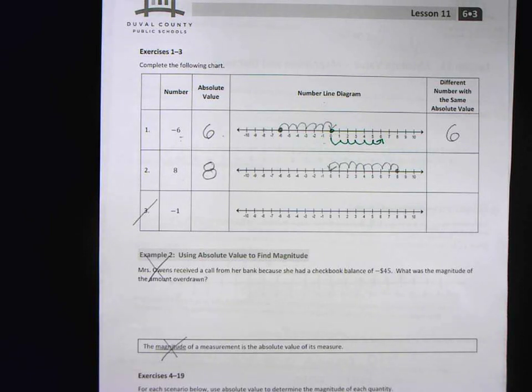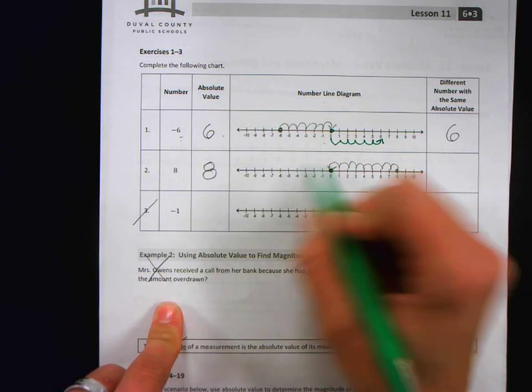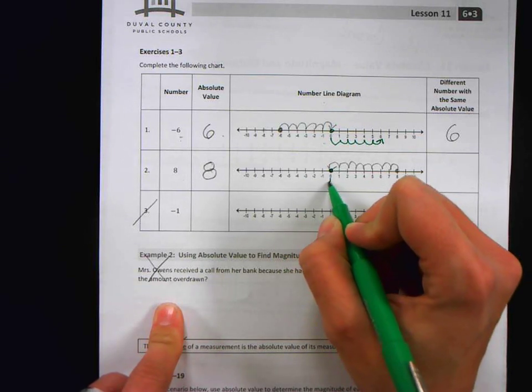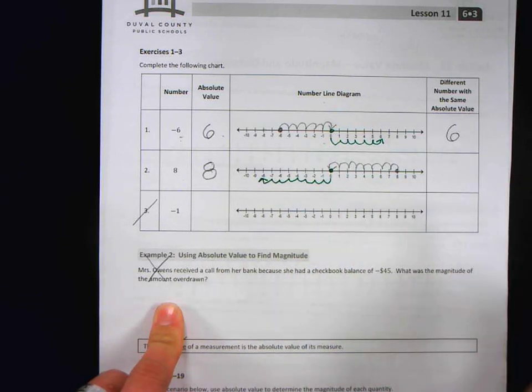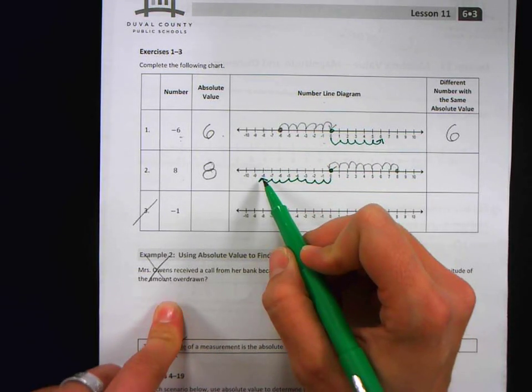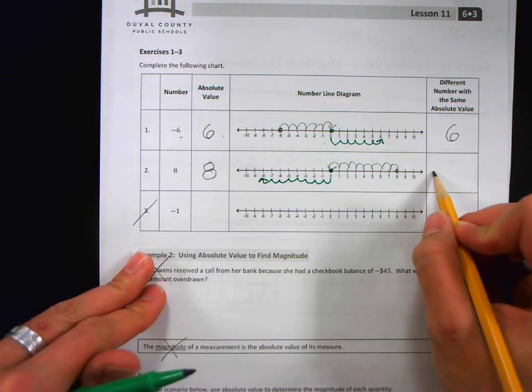And another number with the same absolute value, if we start at 0 and work our way the other direction, the opposite direction, we've got 1, 2, 3, 4, 5, 6, 7, and 8. That's 8 spaces. The number 8 spaces away from 0 is going to be negative 8. So a number with the same absolute value is also going to be negative 8.